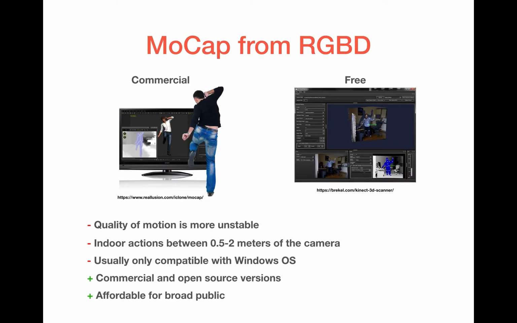Other mocap systems are based on RGB and depth devices. With these kinds of mocap systems, the quality of the motion is more unstable, so we have more jittering. Another disadvantage, because of the depth sensor, is that the actor needs to be not very close, but not very far from the camera.